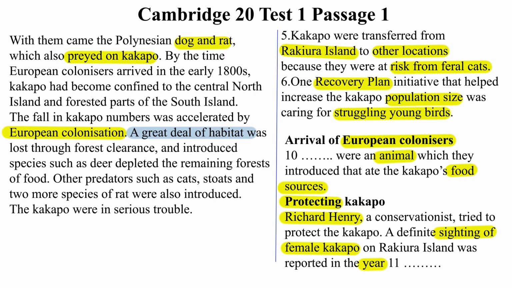A great deal of habitat was lost through forest clearance, and introduced species such as deer depleted the remaining forest of food. Another search word is also found here, that is food. Now find out the animal name, which is deer. So the answer is deer for question number 10.